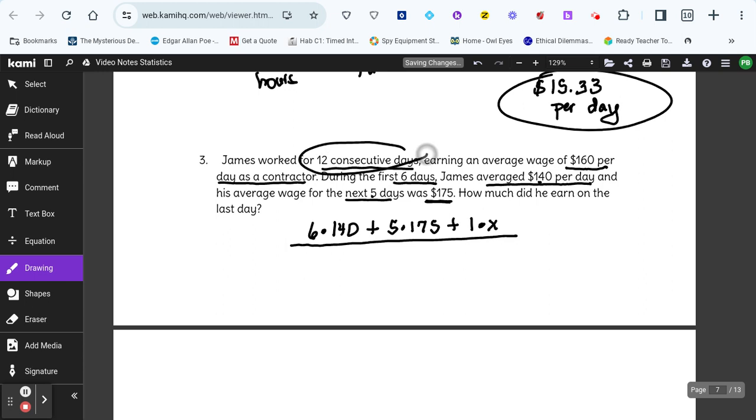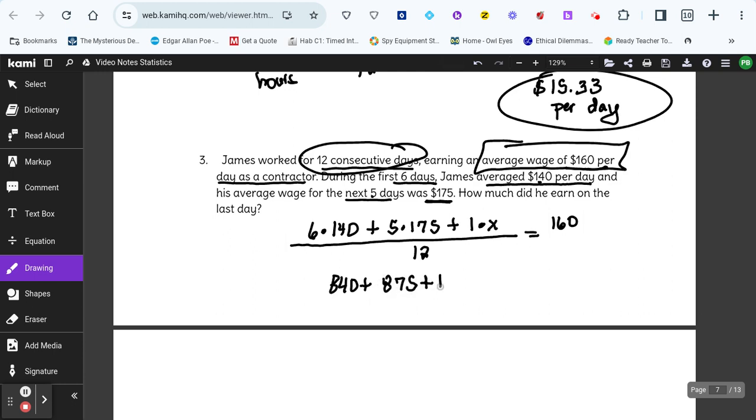All right, but I do know he worked a total of 12 days, and his average for all of those is equal to 160. So I'm going to set up an equation here. This is how we're going to do this. I am going to say 6 times 140 is 840 plus 5 times 175 is 875 plus some amount for one day, all divided by 12 equals 160.